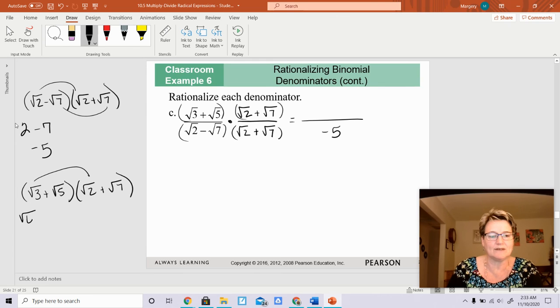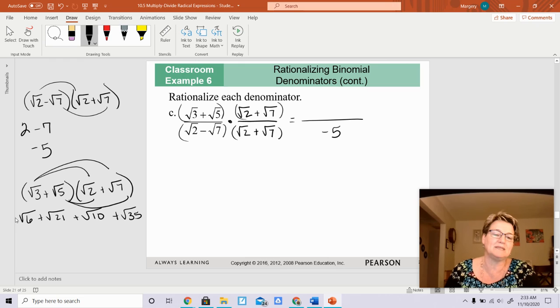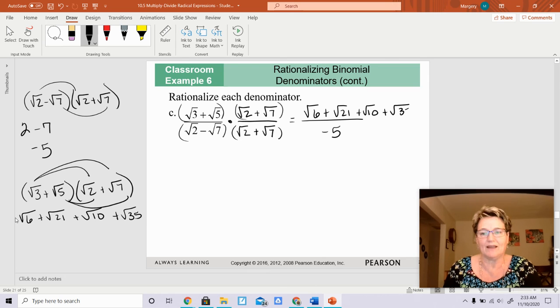That gives me the square root of 6. I'm going to distribute. That gives me the square root of 21. I'm going to distribute. That gives me the square root of 10. And I'm going to distribute. That gives me the square root of 35. If you notice, none of those terms can be simplified or combined. So I'm just going to write everything out. So that's going to be the square root of 6 plus the square root of 21 plus the square root of 10 plus the square root of 35.